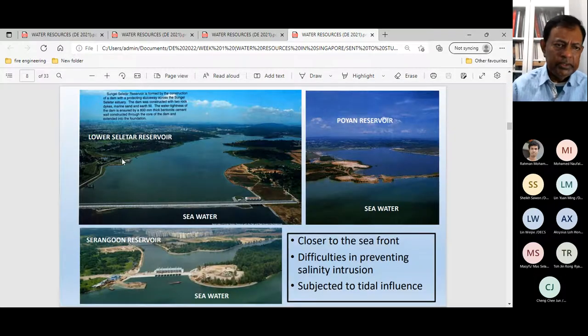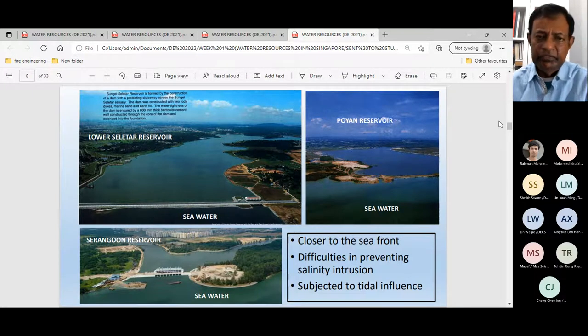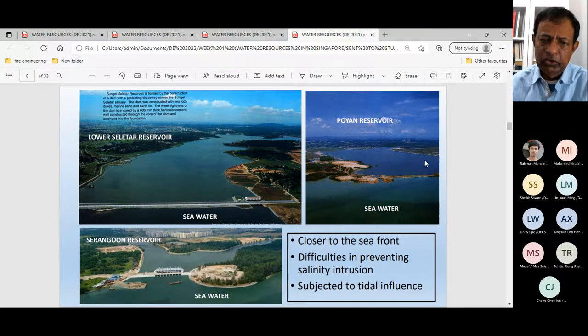So this is the Lower Seletar Reservoir. You can see that this is a rockfill dam, which was constructed in 1982-83. That was the time at which this dam was constructed. You can see how close it is to the seawater. And if you take the Pandan Reservoir, you can see the rainwater collection is on this side, and it is just so close to the seawater on this side.